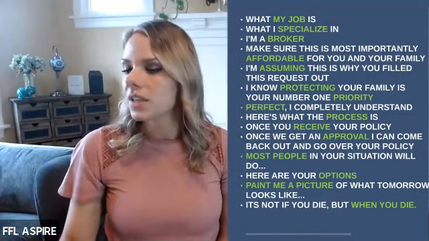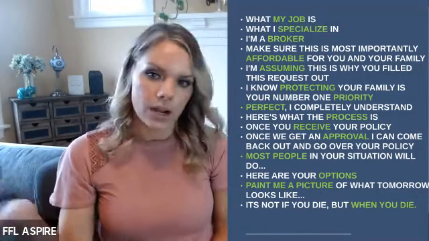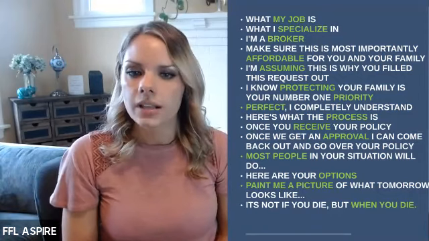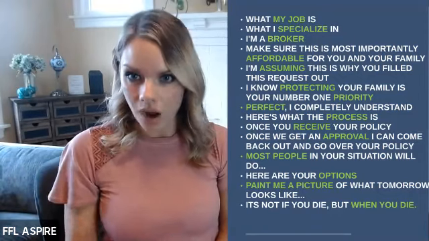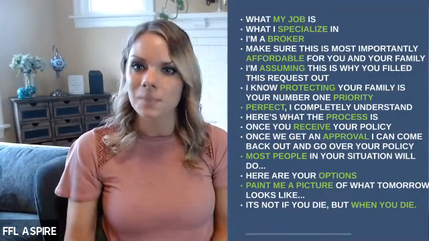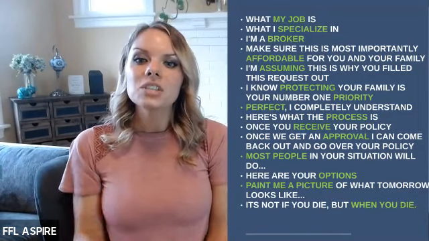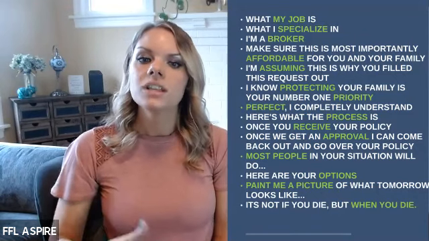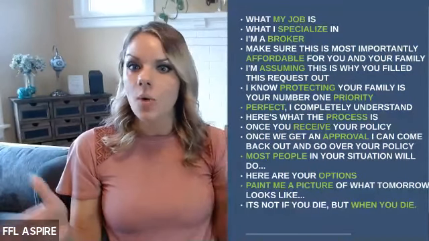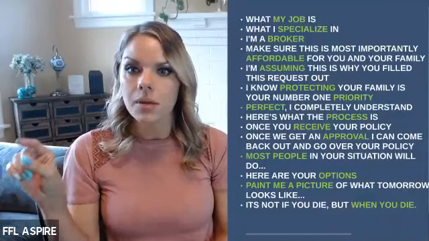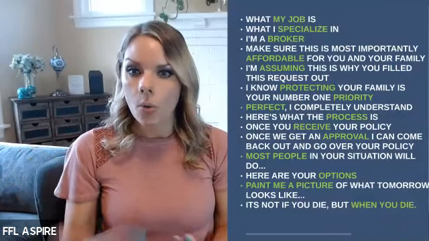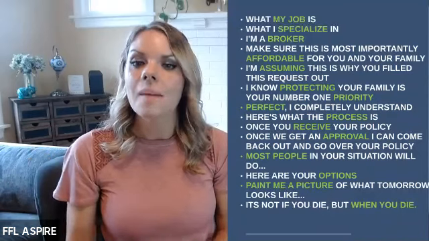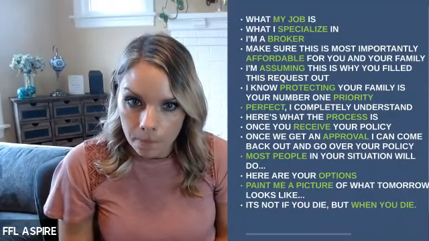If they say, well, I want you to mail me the paperwork and then I'll look it over and I'll decide, I say, perfect, I completely understand. So here's what the process is. These are our steps. I'm always very assumptive. Once you receive your policy, it'll come in a big white envelope with the Americo emblem on there. You're going to open it up, you give me a call, and I'll come back out to you and go over it with you.